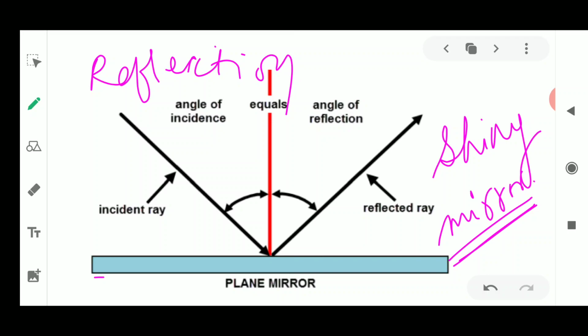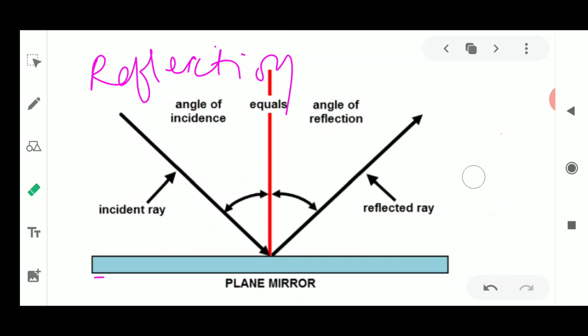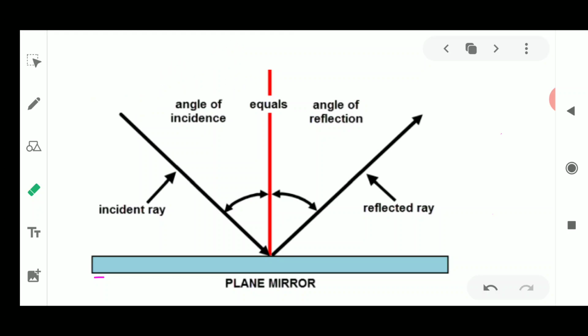In this diagram, I just wanted to show you that only a ray of light is traveling. A ray of light means it is coming from any light source and reaching towards the reflecting surface, and only one light ray is coming. That is why this arrow is being made, that it is coming from a source, and you don't know where it is going to go.